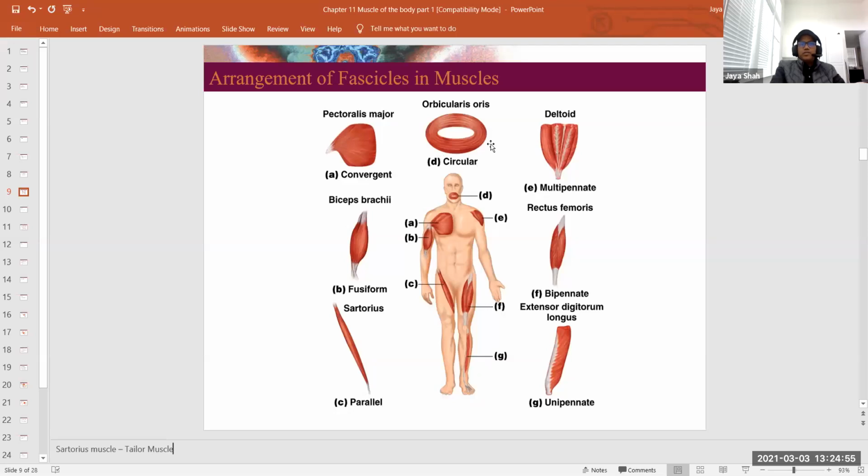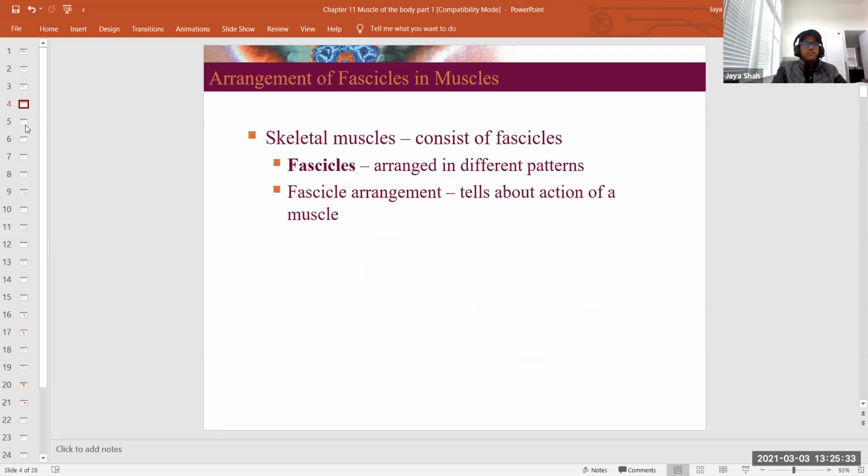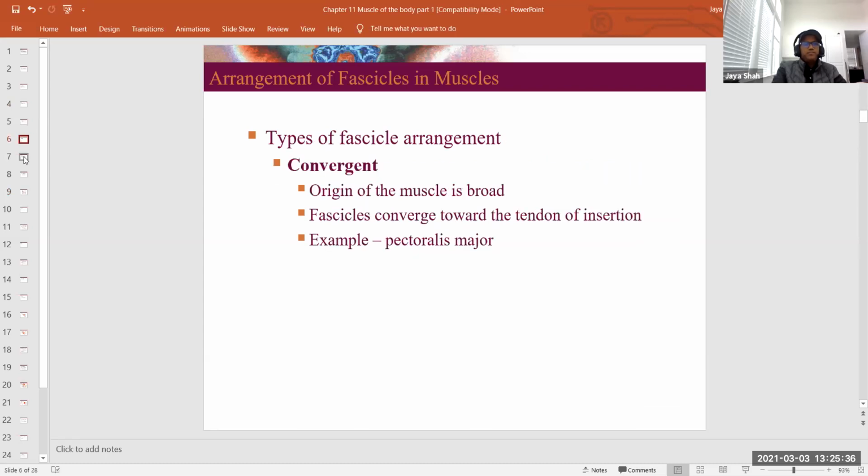There is another muscle group we did not talk about, the circular muscle. Each fascicle is arranged in a circle here. You see? One example is orbicularis oris. Similarly, you can find these muscles in the eye, orbicularis oculi. All the sphincter muscles are this kind, like your anal sphincter. So this is the arrangement of fascicles, and these are all explained stepwise here with their examples.